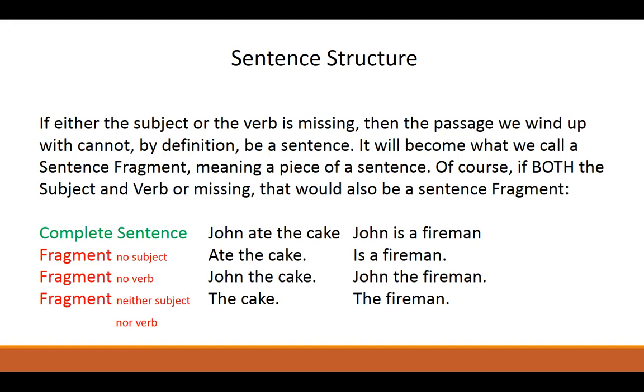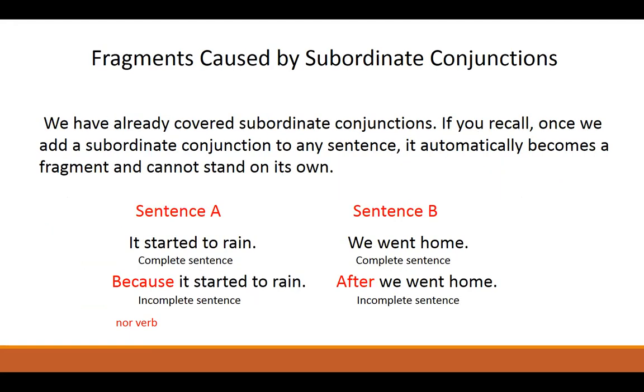The subject is missing. Or a fragment with no verb, John the cake. Or John the fireman. There's no verb there. Or neither subject nor verb, the cake, the fireman. You see, you have to have both to have a complete sentence. So if any piece of that formula is missing, or added to in some way with a subordinate conjunction or a relative pronoun, then we have an issue, and that's probably not going to be a complete sentence.